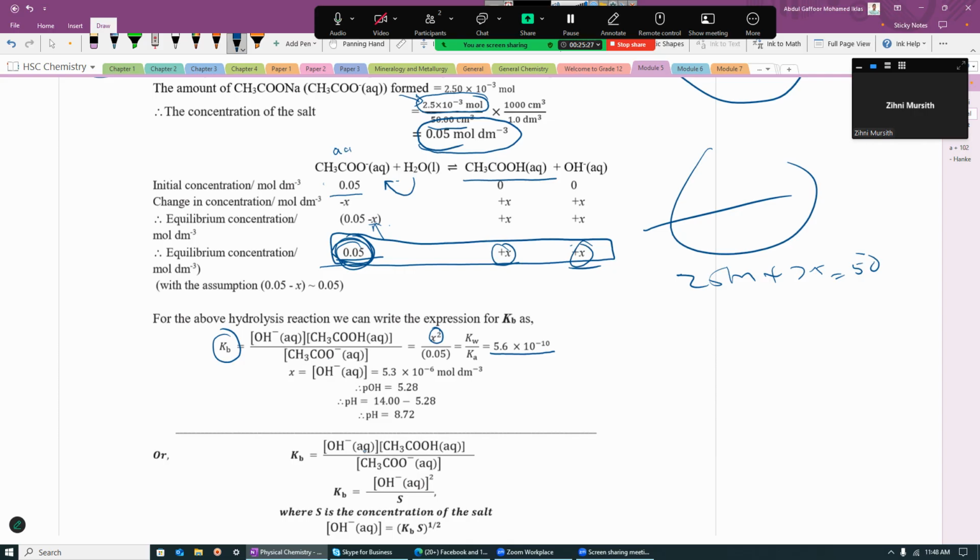So pOH. Now Kb becomes this, right? 5.6 times 10 power minus 10. So here x is going to be the square root of 0.05 into 5.6 into 10 power minus 10, right? If you simplify, can you check if you get this value? So x is going to be this.